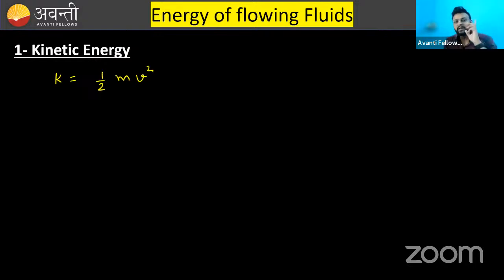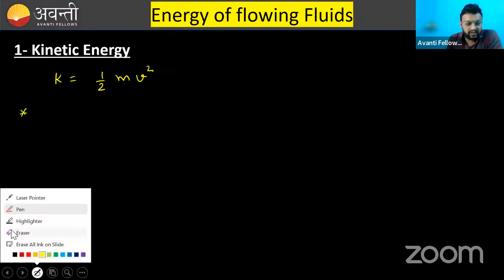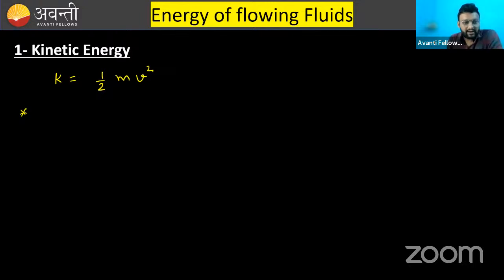Now, one more thing that I will define, that is kinetic energy per unit volume. This is the most important thing that we will use widely in this section. So, kinetic energy per unit volume. I will represent it like that. This is the representation of kinetic energy per unit volume.